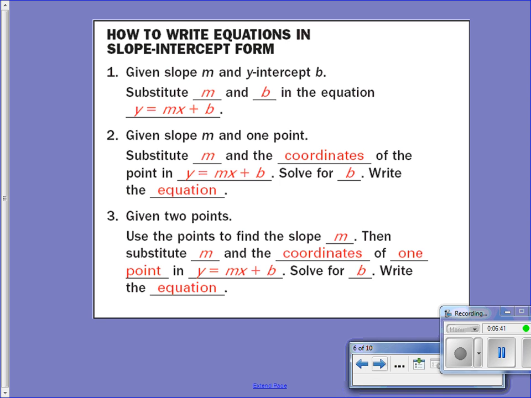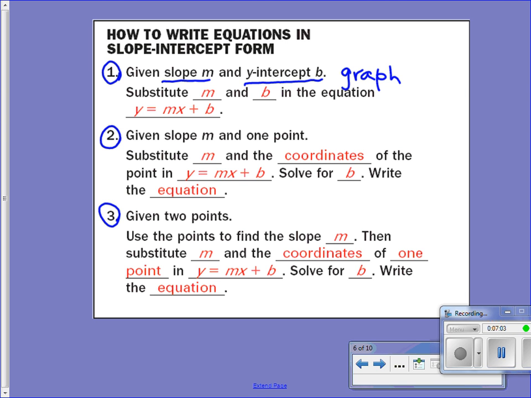If we're going to write an equation in slope-intercept form, there are 3 different ways they can give us information. The first way they can give us information is to just tell us what the slope and the y-intercept is. They can do that by telling us the information or even just showing us a graph of it. In that case, all we have to do is write the equation. There's really not very much work involved.